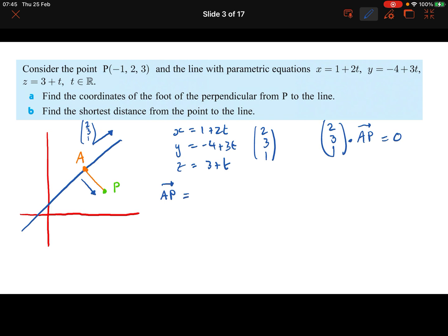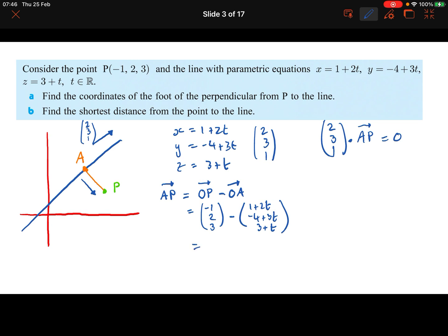Now, AP is equal to OP minus OA. There's that very important formula again. OP we already know because it's at the point minus 1, 2, 3. OA we don't know, but I do know that it is an arbitrary point along the line. So I can say that it's the point 1 plus 2t, minus 4 plus 3t, 3 plus t, where t is some value to be found.